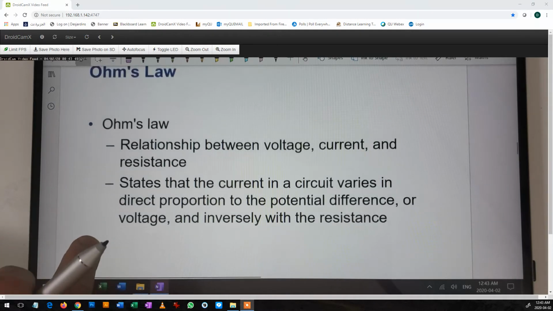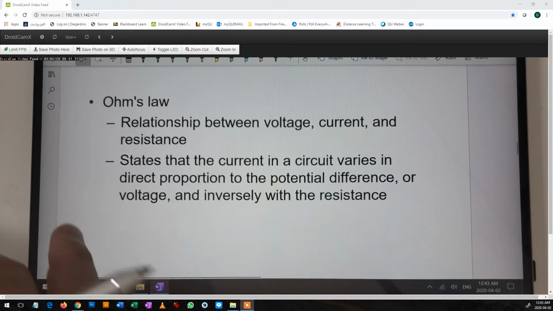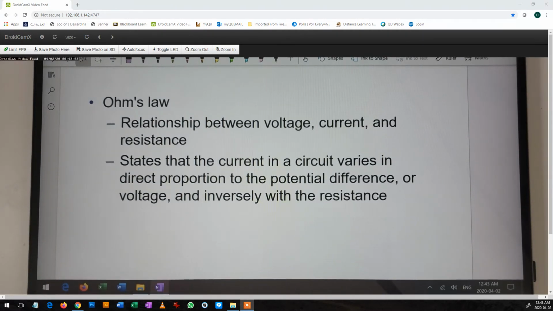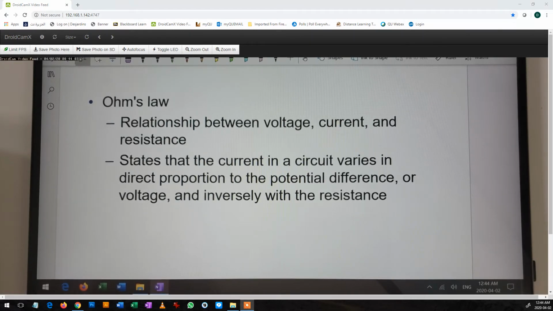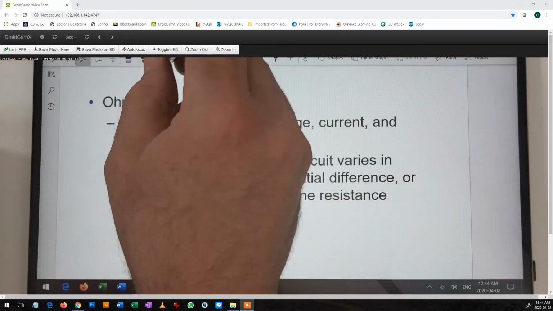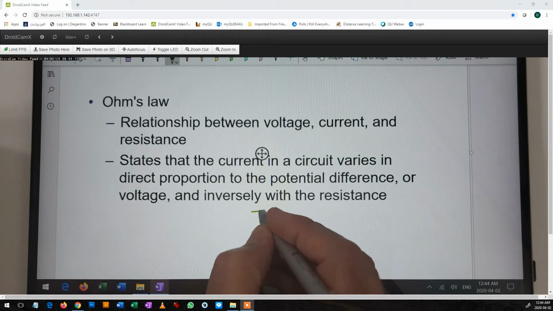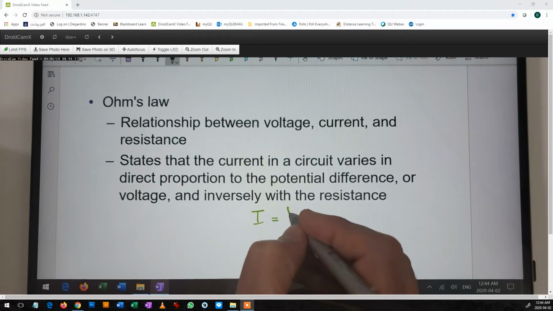طبعا تونا كتبنا أومز لو. هذا الأومز لو اللي هو relationship between voltage, current and resistance states that the current in a circuit varies in direct proportion to the potential or voltage and inversely proportional to the resistance. يعني اللي هو تونا كتبناه I equals V over R.